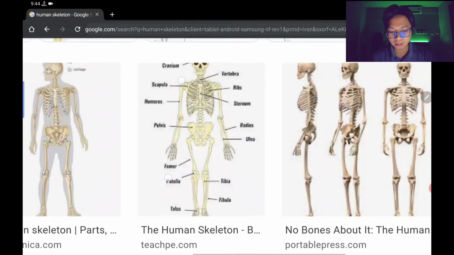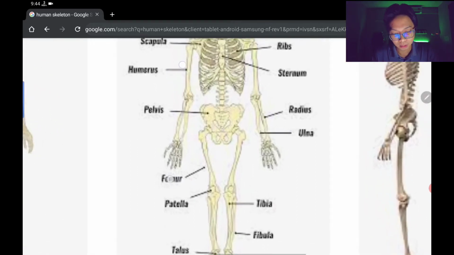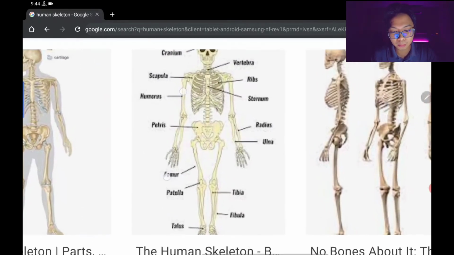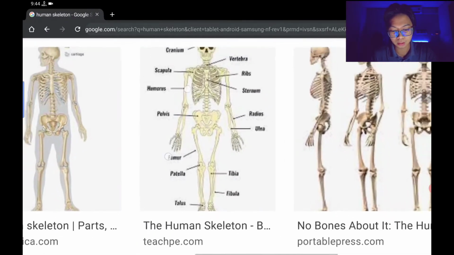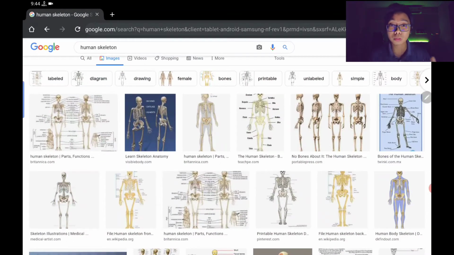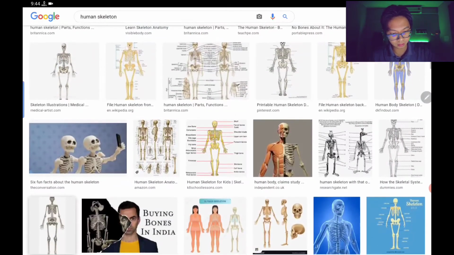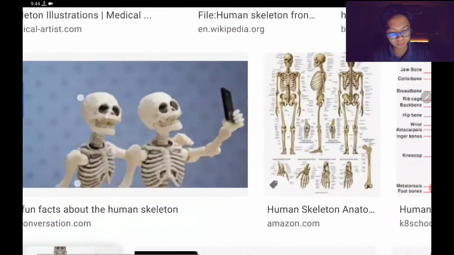Ada nama dia tersendiri. So just in case if you want to become a doctor, kalau kamu mau jadi seorang dokter, you have to learn the name of each bone. Kamu kena belajar nama-nama tulang ni. Kalau dokter untuk manusia, kalau dokter hewan also the same. So don't be scared. Ada tulang selfie lagi.